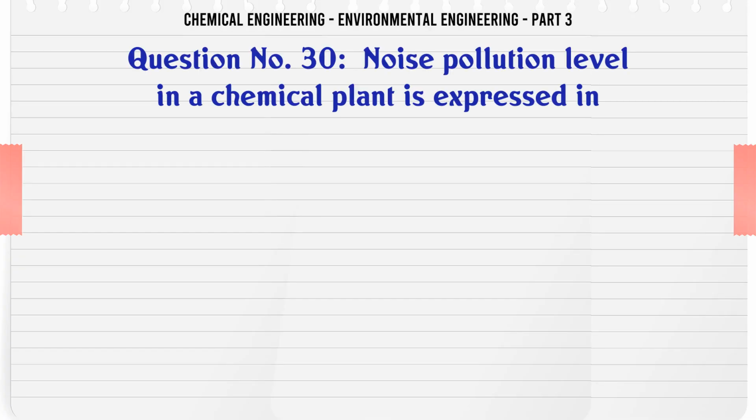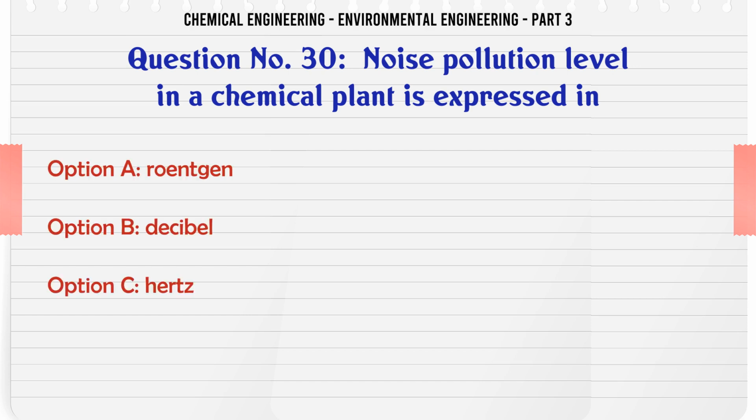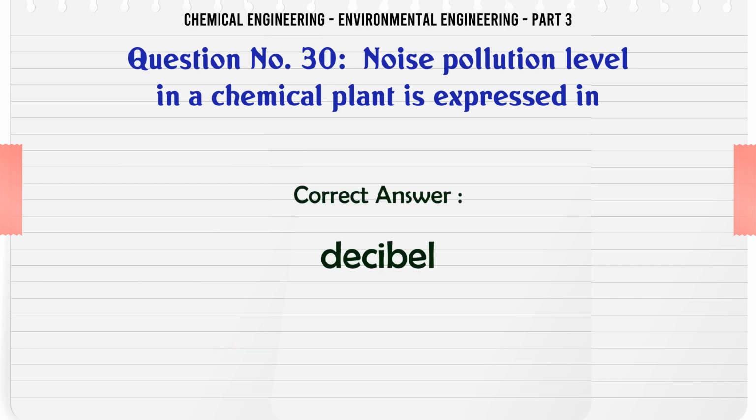Noise pollution level in a chemical plant is expressed in A. Roentgen. B. Decibel. C. Hertz. D. None of these. The correct answer is decibel.